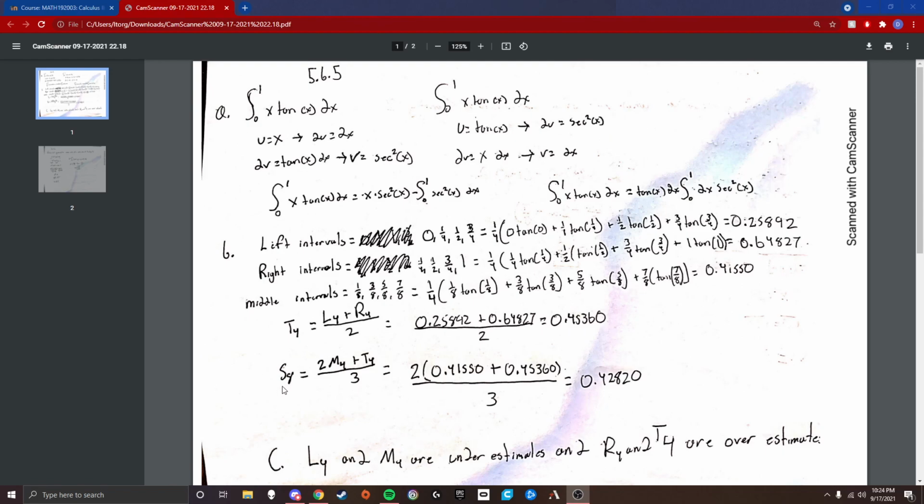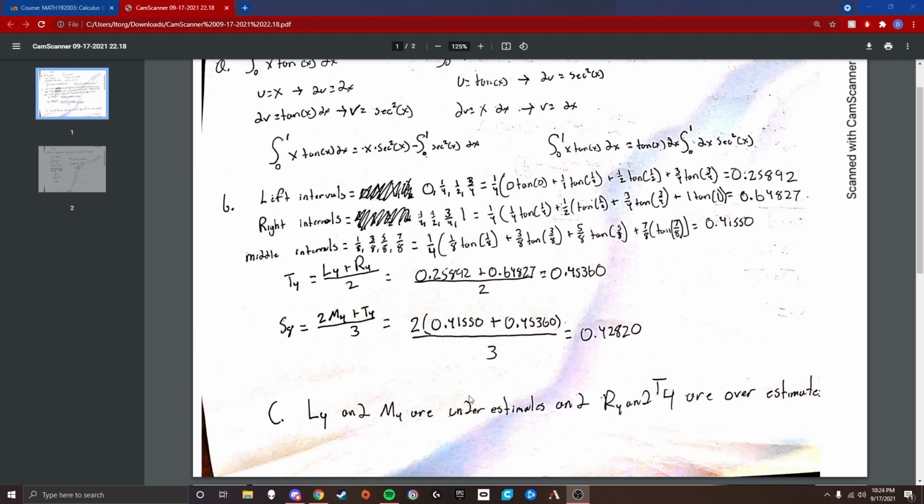0.45360. Now Simpson's rule is pretty cool. So if we multiply the midpoint intervals by 2 and then add it to T4, the average of the left and right, and divide that by 3, we get 0.42820. And if you actually go in and solve this integral, the definite integral of 0 to 1 of x tan x dx, you actually get this. And that's the cool thing about Simpson's rule. It gives you the exact number value down there.